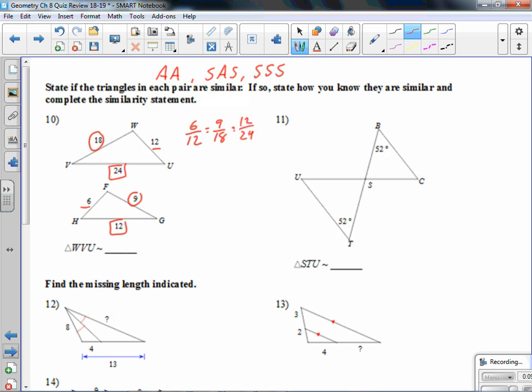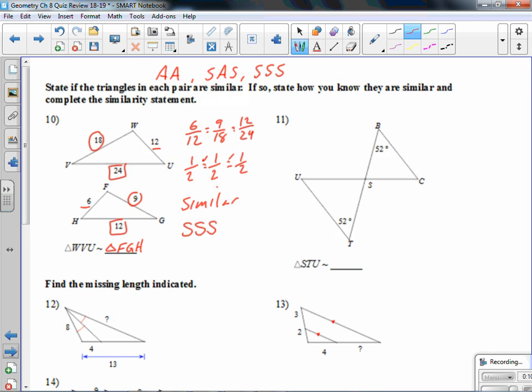Right, 6 over 12. 6 is half of 12, so that's 1/2. 9 over 18. That will reduce to 1/2. 12 over 24 reduces to 1/2. So all three of those are equal. So these are similar. And it's because all three sides are proportional. So it's side, side, side. And the similarity statement, triangle WVU, is going to be similar to triangle FGH, putting the corresponding parts in order.